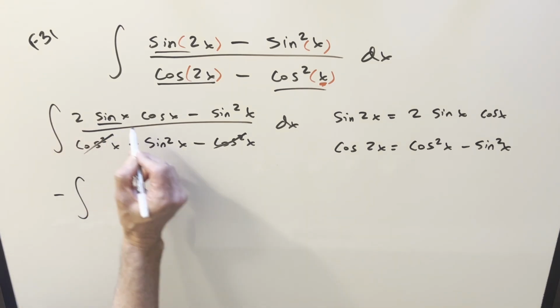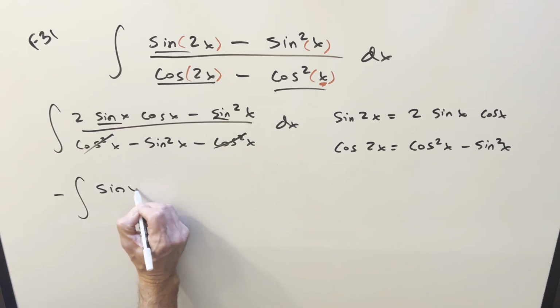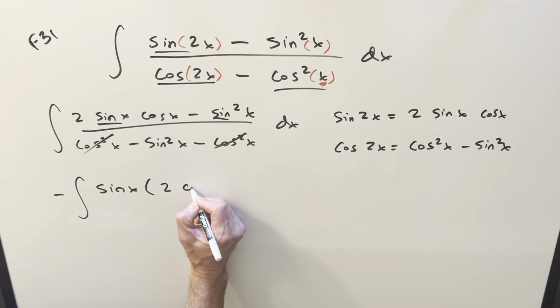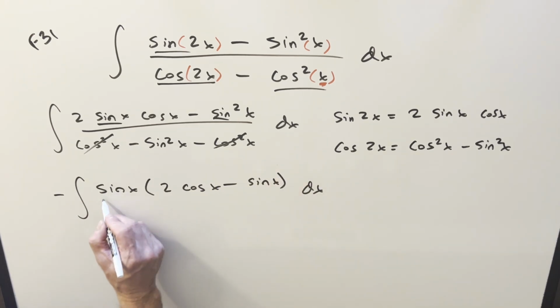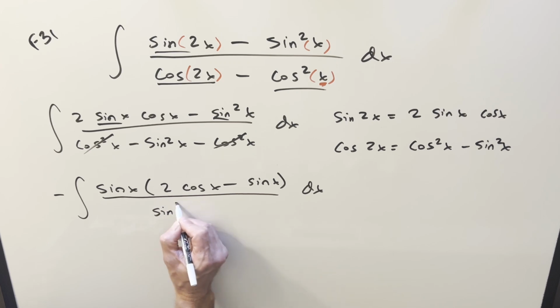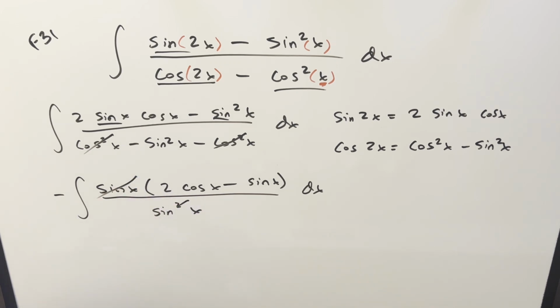What I can factor is we have sine in common here. So if I do that, we'll pull out a sine x. Then this is going to become 2 cos x minus sine x. And this is going to all be over sine squared x. But that's going to let me cancel this one with one of these. And then what we can do is divide the sine x into the numerator.